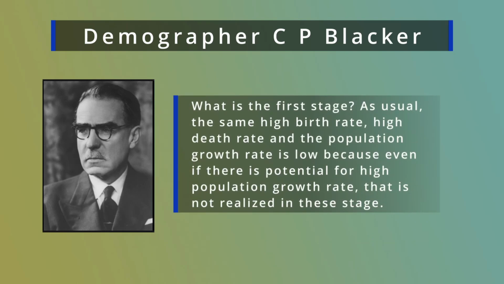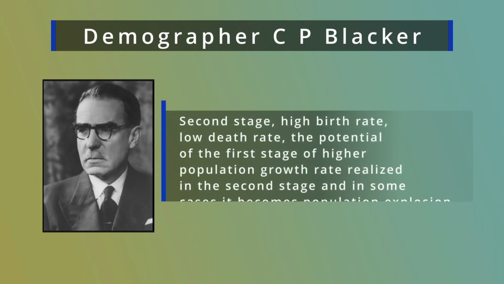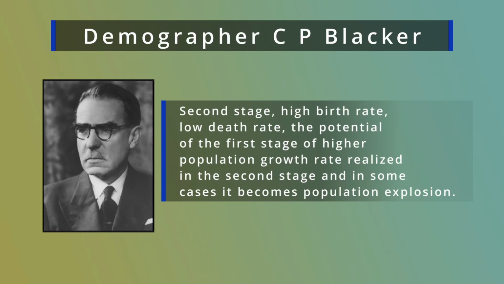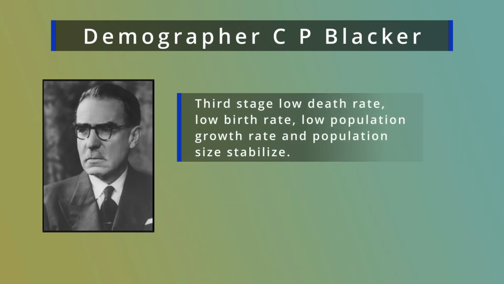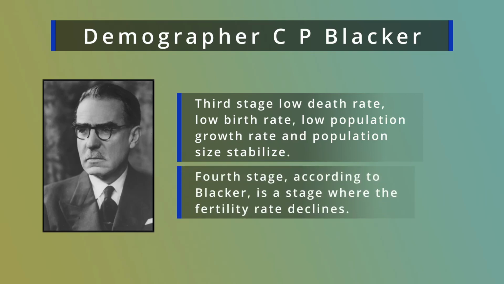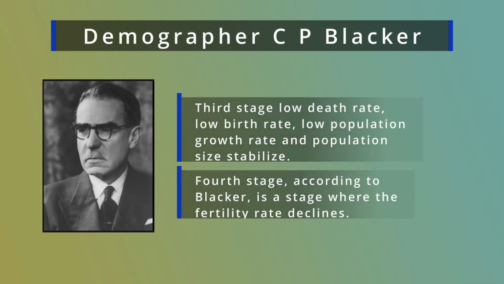As usual, the same. High birth rate, high death rate, and the population growth rate is low, because even if there is potential for a high population growth rate, that is not realized in this stage. Second stage, high birth rate, low death rate; the potential of the first stage for a higher population growth rate is realized in the second stage, and in some cases it becomes population explosion. Third stage, low death rate, low birth rate, low population growth rate, and population size stabilizes. Fourth stage, according to Blacker, is a stage where the fertility rate declines.